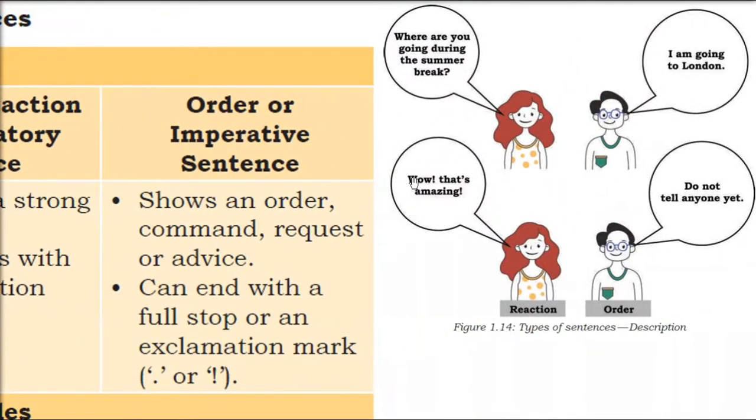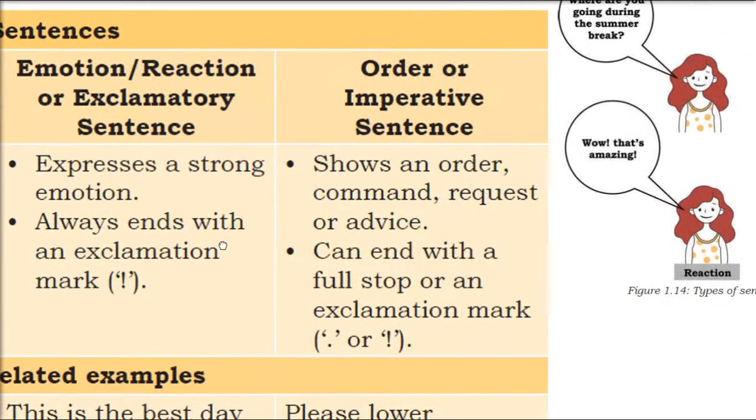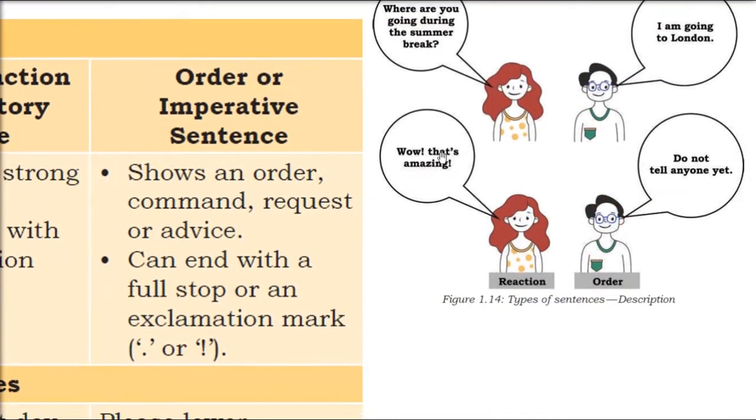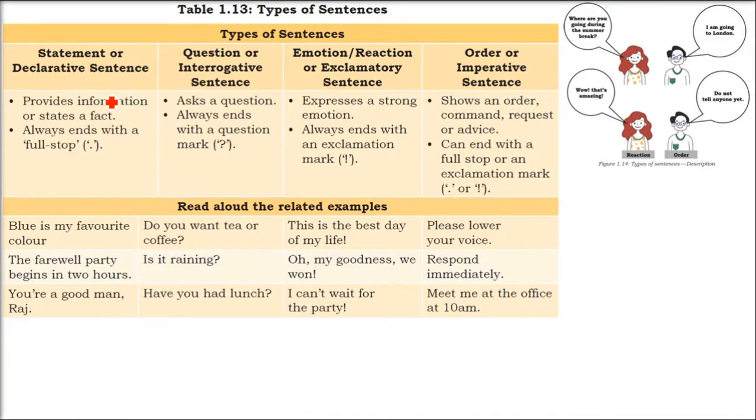Now, wow, that's amazing. That's amazing. Now here we have emotions. So this is reaction or emotion. So this is an exclamatory sentence. Do not tell anyone yet. Now he is requesting. Don't tell anyone. So this is not an order, but this is a kind of request, command, order, advice. All this comes under imperative sentence.